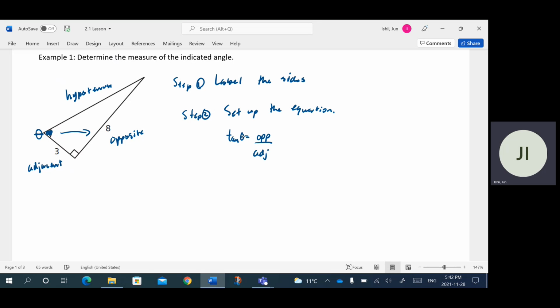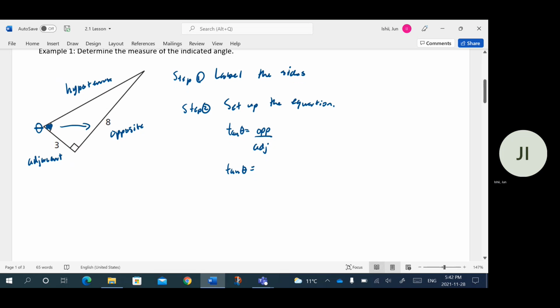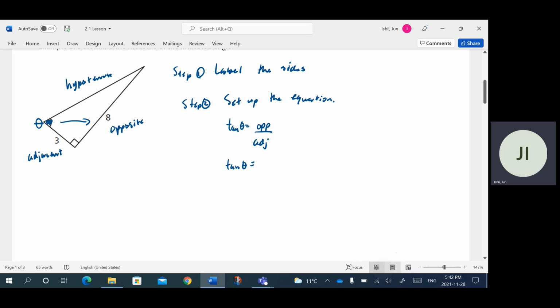Actually, please forgive me, I'm going to write tangent theta. So in order to set up the equation, tangent theta is always equal to opposite over adjacent. So tangent theta. Next step here, I'm going to sub in the actual values in this triangle. For the opposite side, it's a length of 8. So in this case, it's going to be 8.